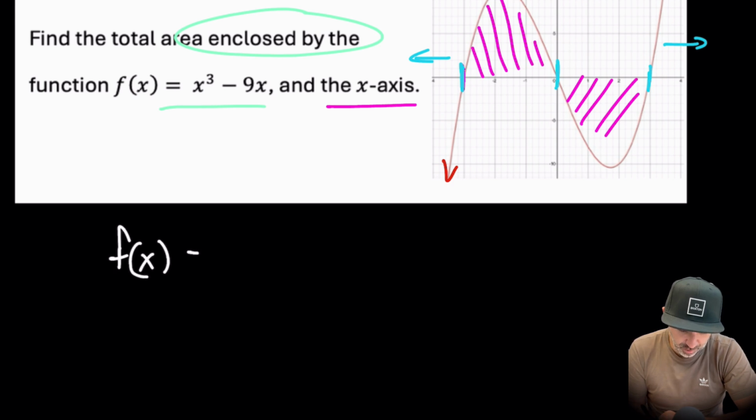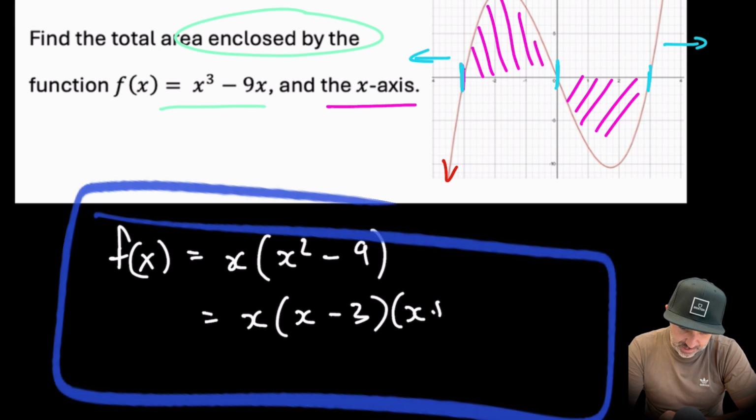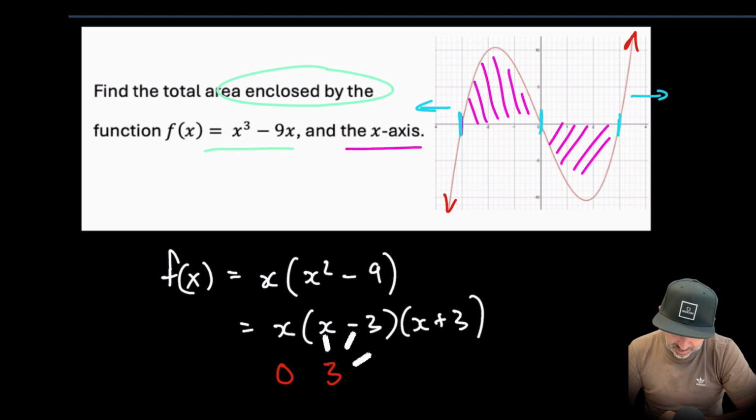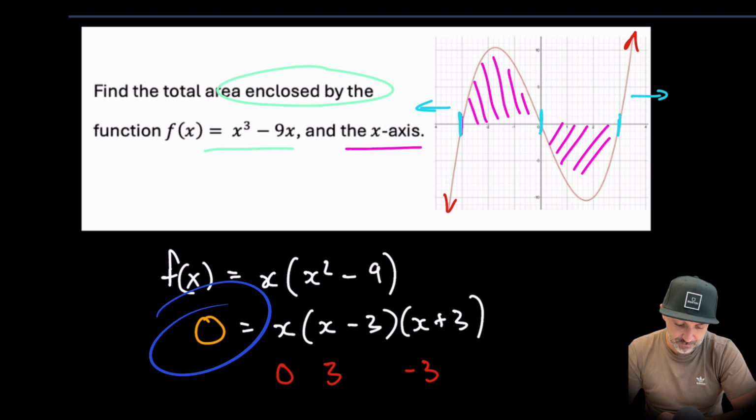So we can just factor out an x and say x squared minus 9, and that looks like a difference of two squares. So we've got x minus 3 and x plus 3. So those intercepts are going to be at 0, 3, and -3, right? Based on what creates 0 for f of x. So 0, 3, and -3.